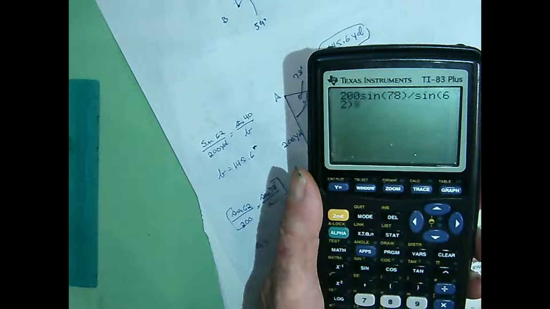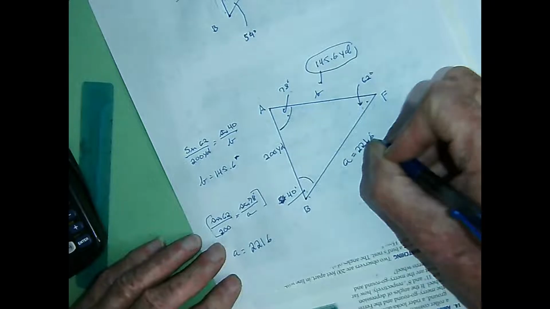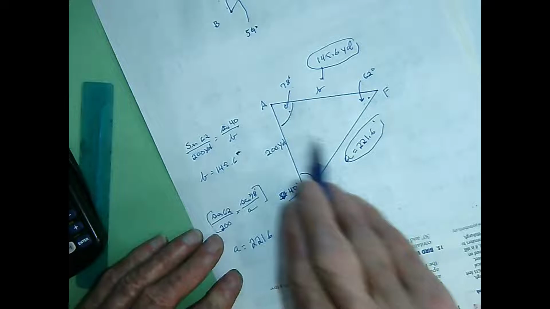221.6. Does that fit with the things we might have expected here? 221.6 feet. Yeah, that's the biggest of the three sides, isn't it? Opposite the biggest angle, we'd expect the biggest side.